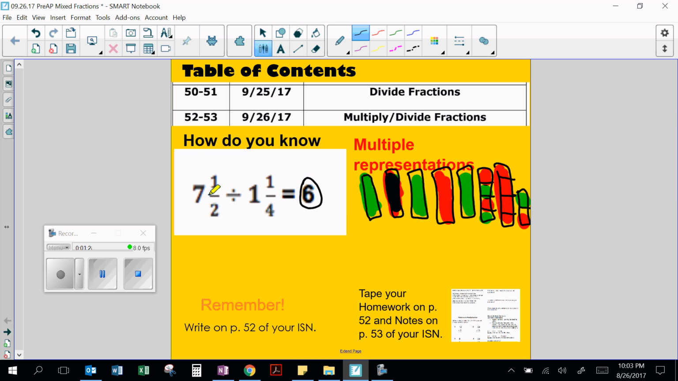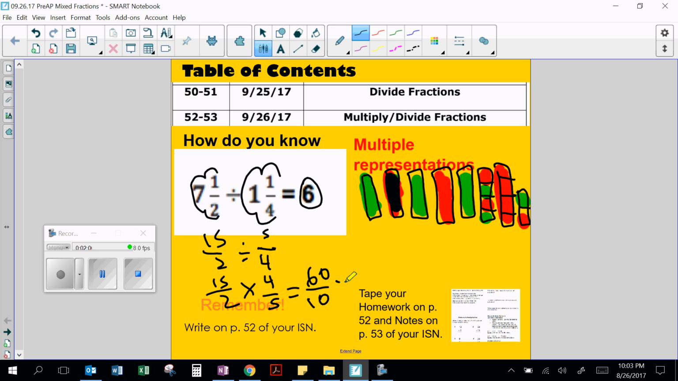Or I could do it mathematically. Can I write 7.5 in fraction form? 7 times 2 is 14 plus 1 is 15 halves. And how would you write 1 1/4 in fractional form? 4 times 1 is 4 plus 1 more is 5/4. Now I need to keep the original fraction. I multiply it by the reciprocal, which is 4/5, and I get 60/10 or 6. So my modeling work and this one works.